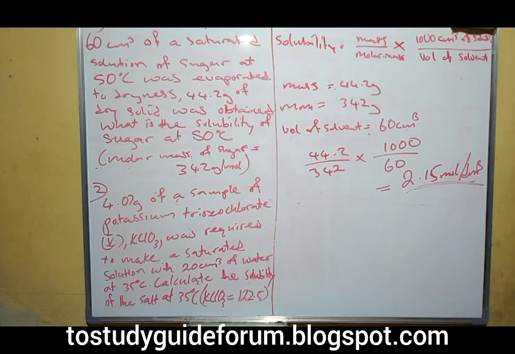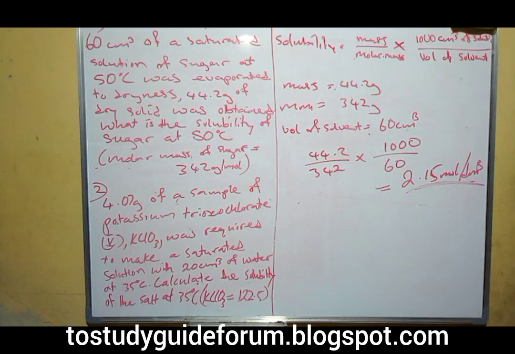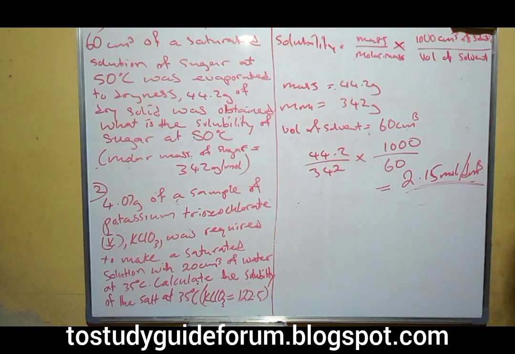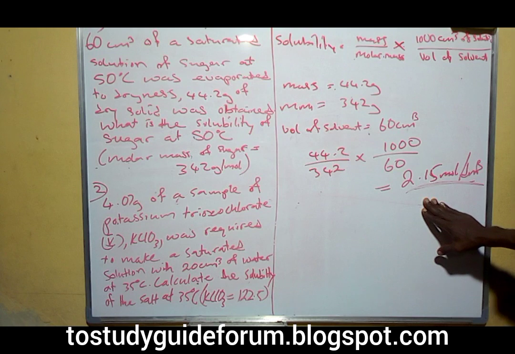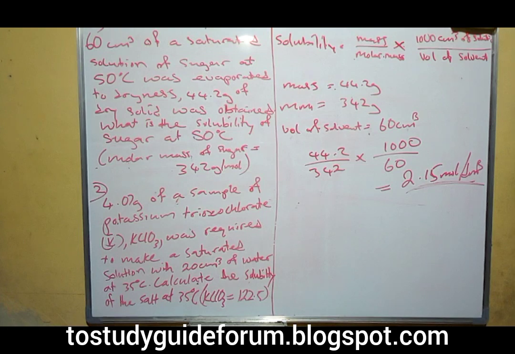If you have to get it in mass, then you can multiply this mole with the molar mass, you get the mass of that, which you already have here. We have it there already. So that means in mole per dm cube, the solubility is 2.15 mole per dm cube. So that's the case. Now we're going to look at the second question.